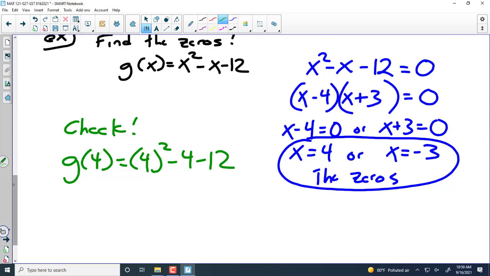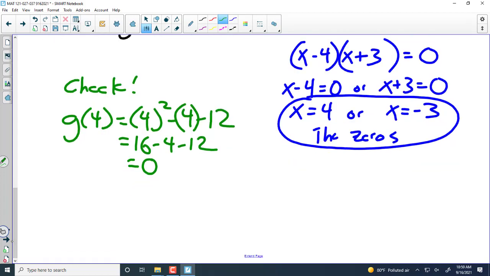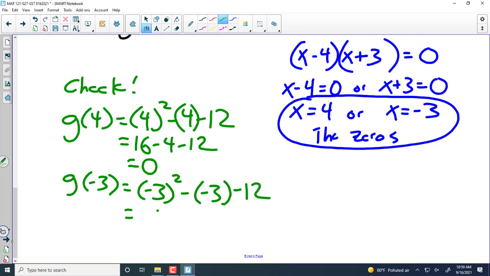I plug a 4 in there. It's going to be 16 minus 4 minus 12, which is 0. That's what was supposed to happen. I claimed that 4, the number 4, was a 0, the word 0, because the number 4 gives me a result of the number 0. Should that also happen if I plug in a negative 3? It should. Equals 9 plus 3 minus 12. It does.